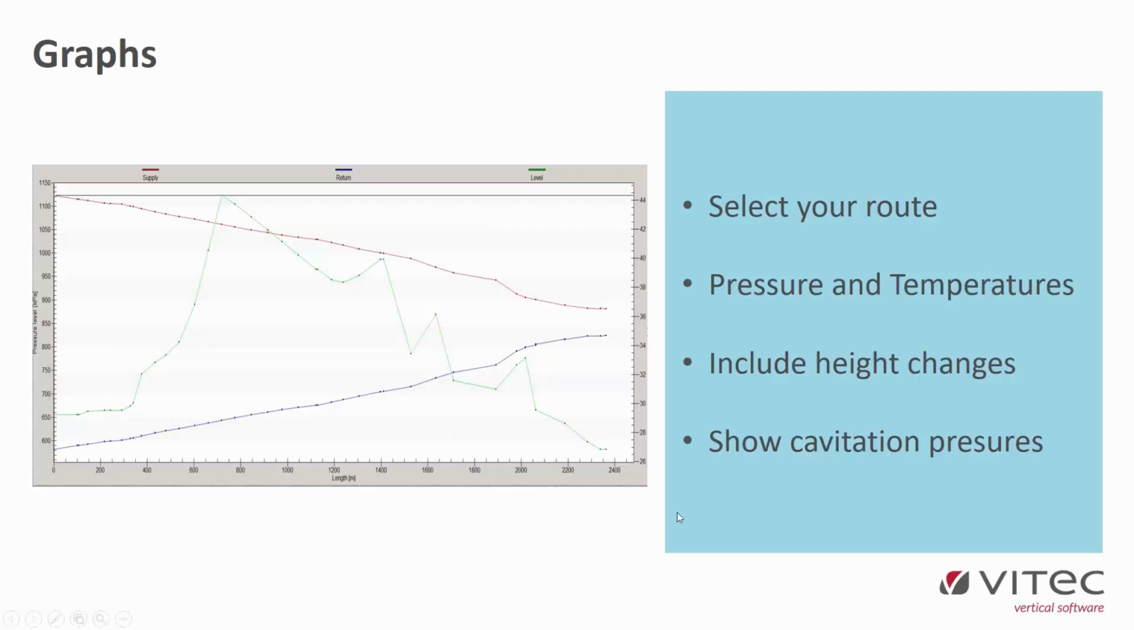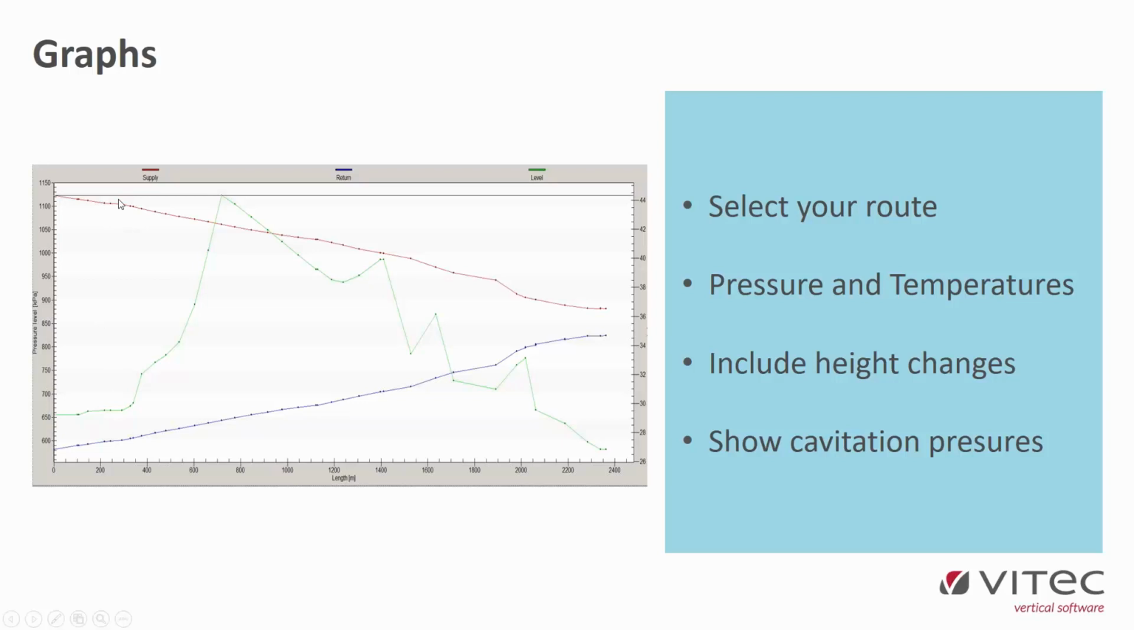We can also show pressure graphs of our grid. To do this, we need to select a route, so basically specify which part of the grid we want to see this pressure graph for. And these graphs can show pressure, as we see here. We can also show temperatures if we want to. And this includes height changes.